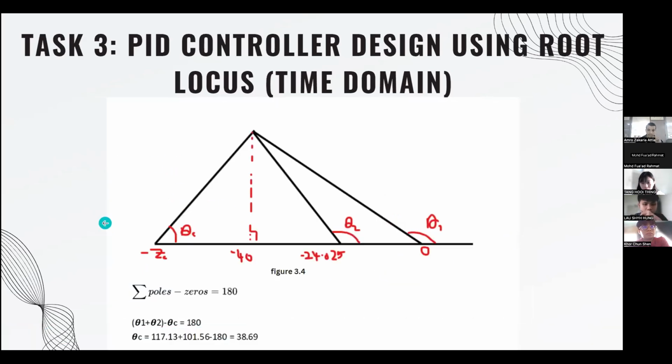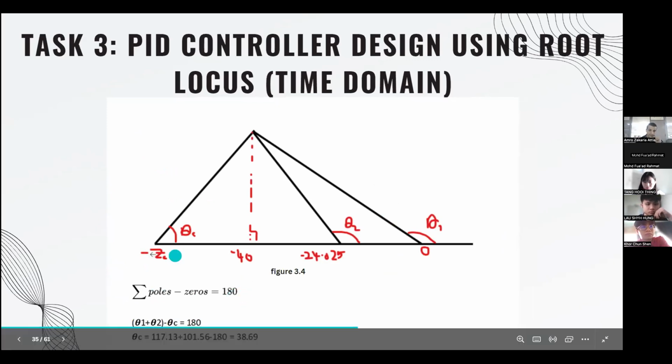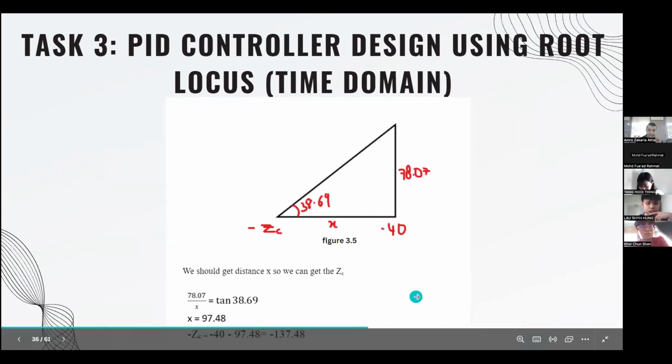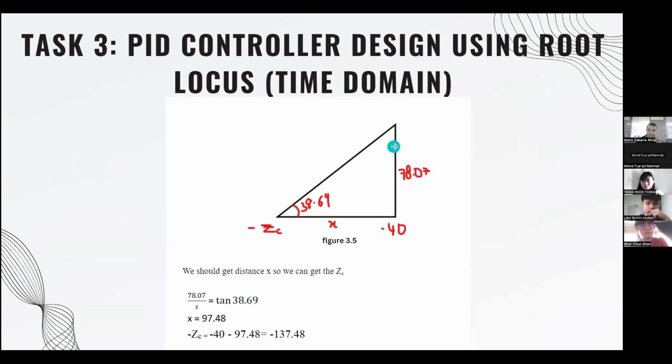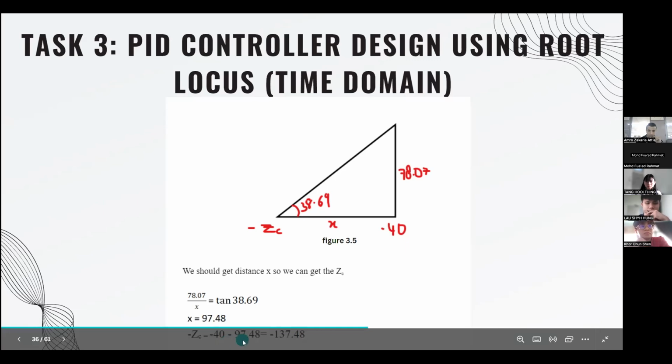Then we need to get the Zc, so we can use the angle criteria to get the theta C first. After we get the theta, we already know the opposite, which is the imaginary part, but we don't know the adjacent, which is the distance. So we can calculate this distance using Pythagoras, and when we get this distance, we just minus 40 minus 97, we get this value, minus 137.48.